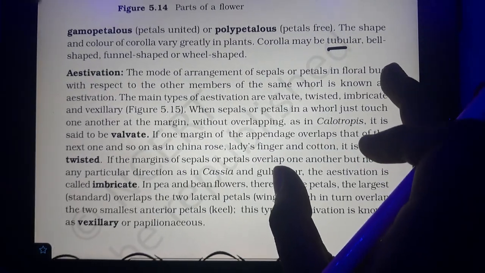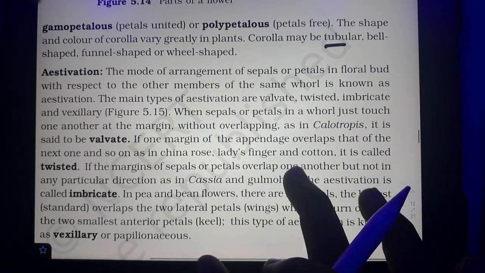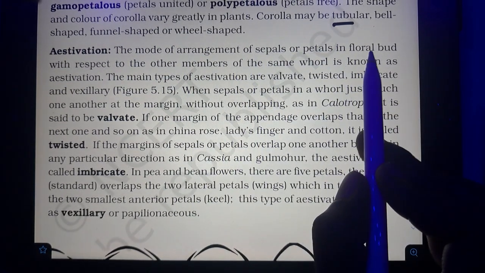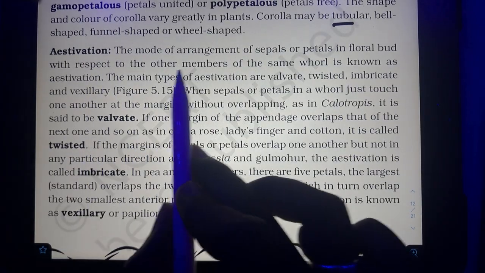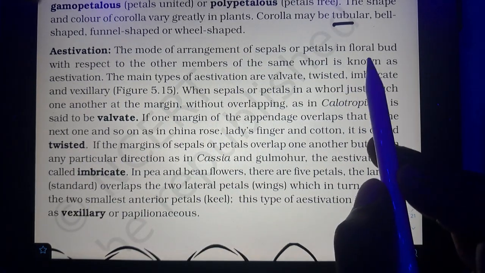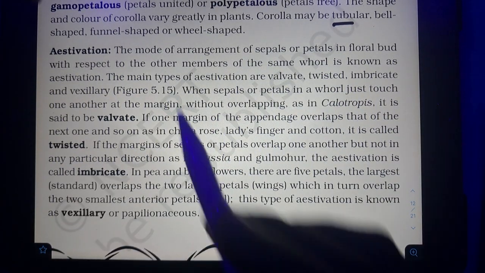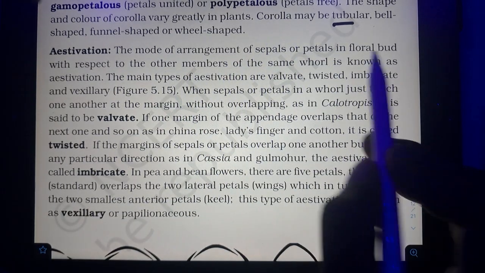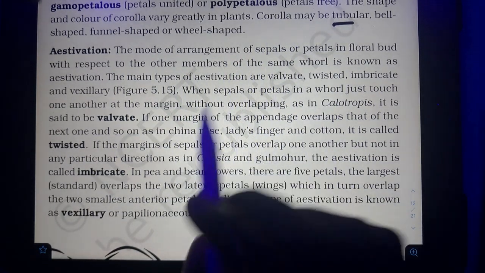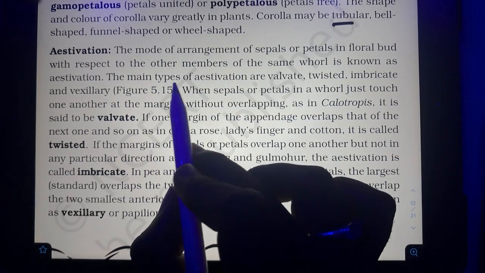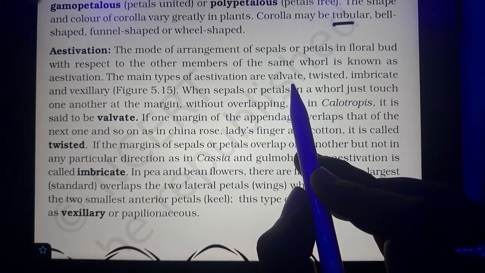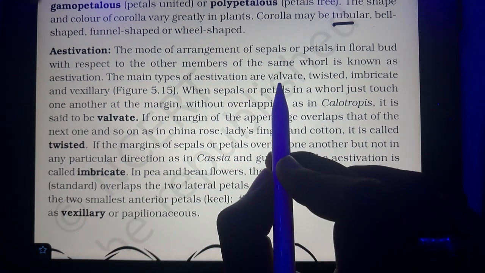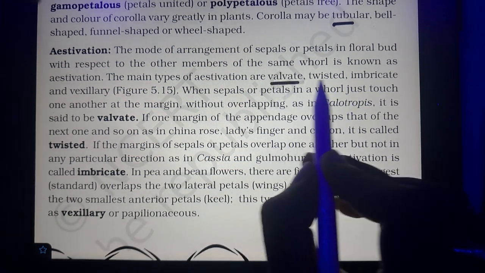Now let's see about estivation. The mode of arrangement of sepals and petals in the floral bud with respect to other members of the same whorl is known as estivation. The main types of estivation are valvate, twisted, imbricate, and vexillary. There are four types.